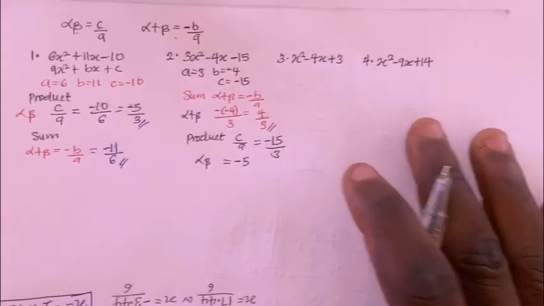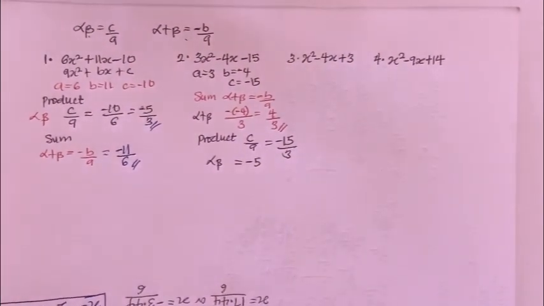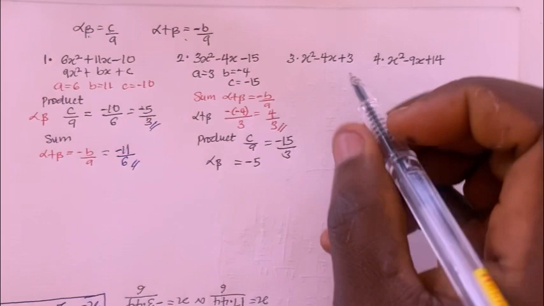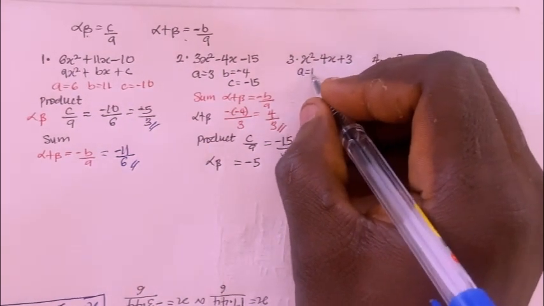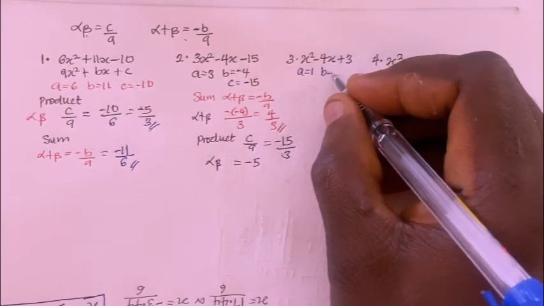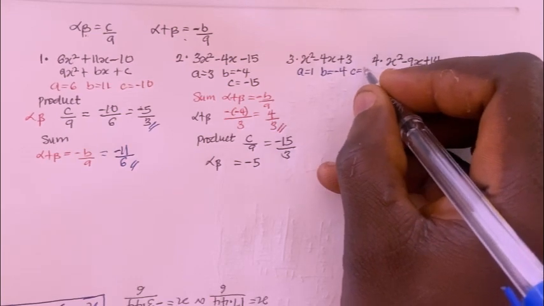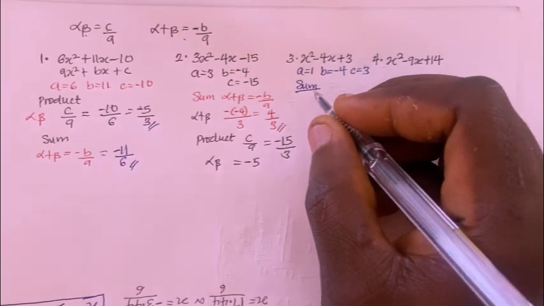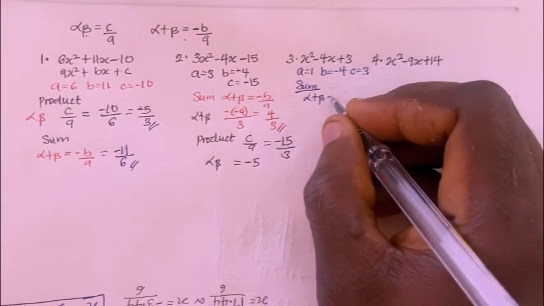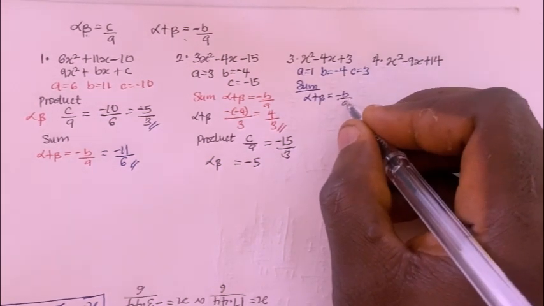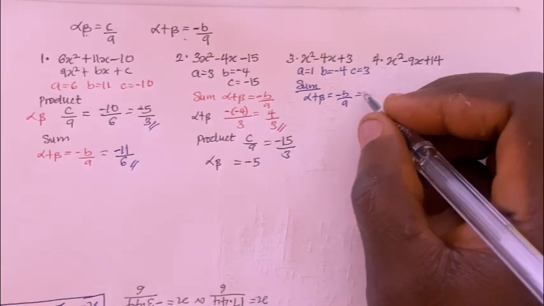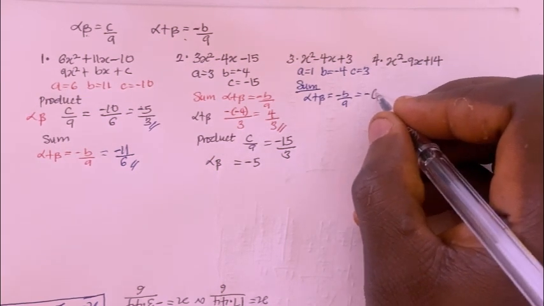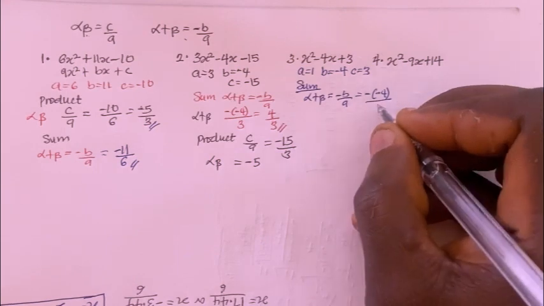Now let's move to the next question, which is question 3. In this case, if you look at this very well, we have a equal to 1, b is equal to minus 4, and c is equal to 3. So to find the sum of the roots, which is the same thing as writing alpha plus beta, which equals minus b over a, this is simply minus into bracket minus 4 divided by a, which is 1.